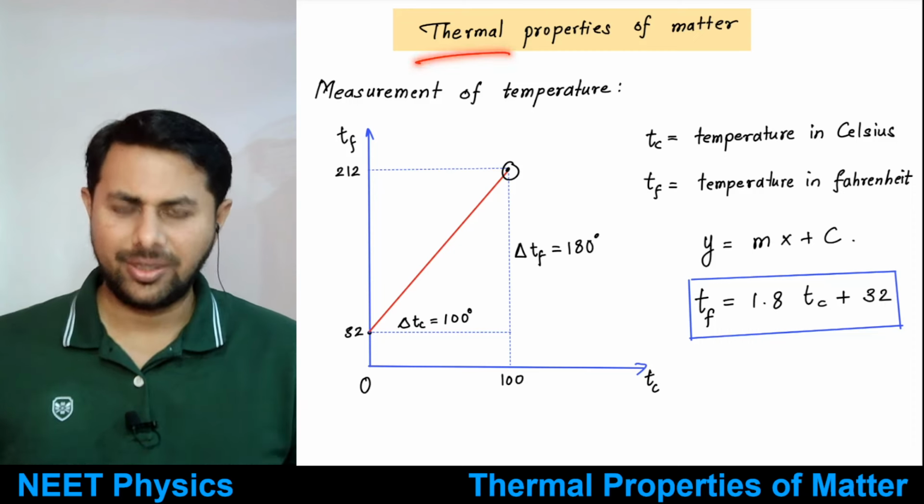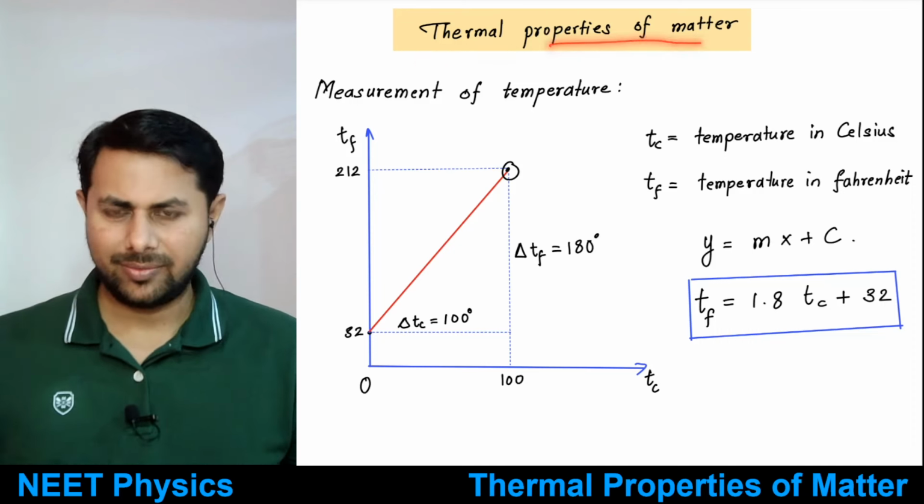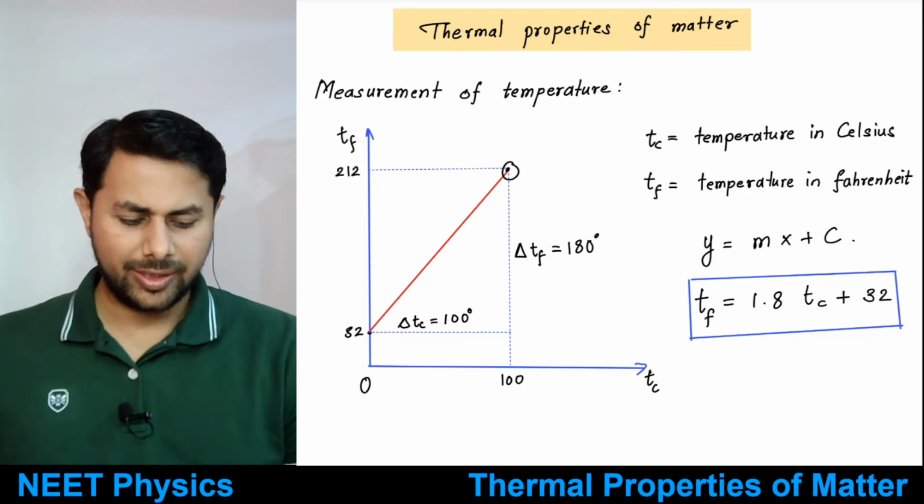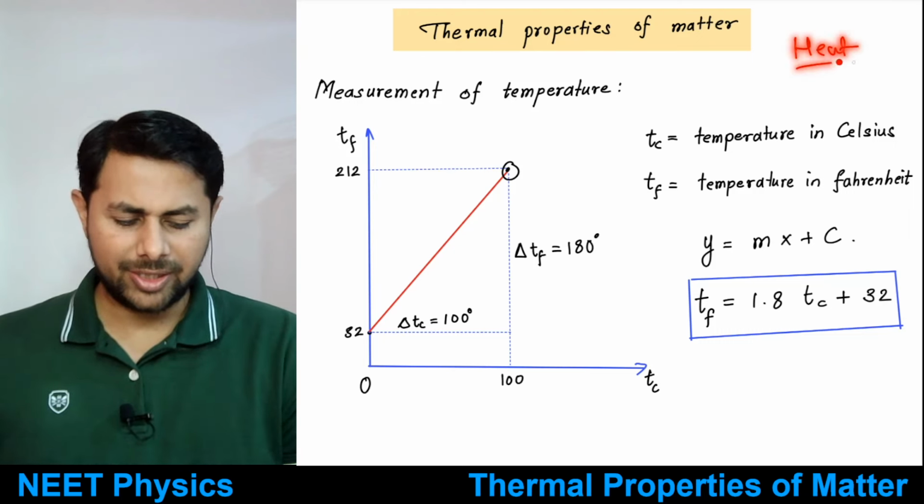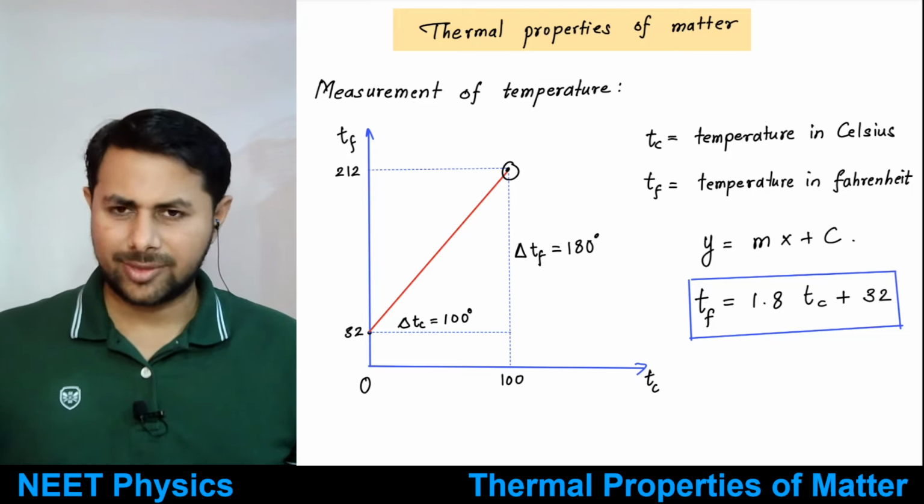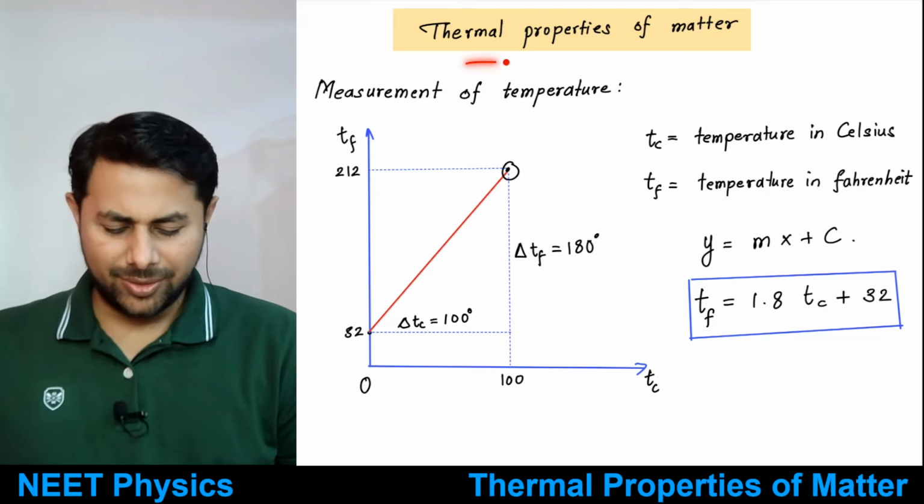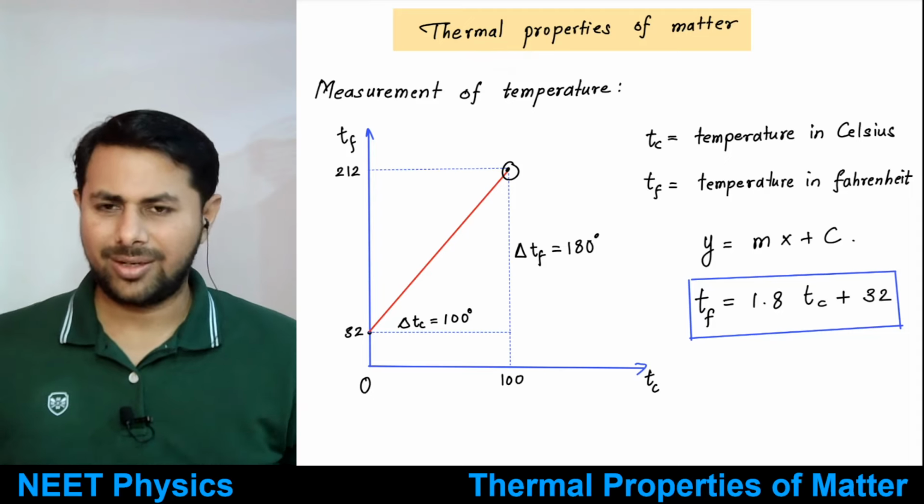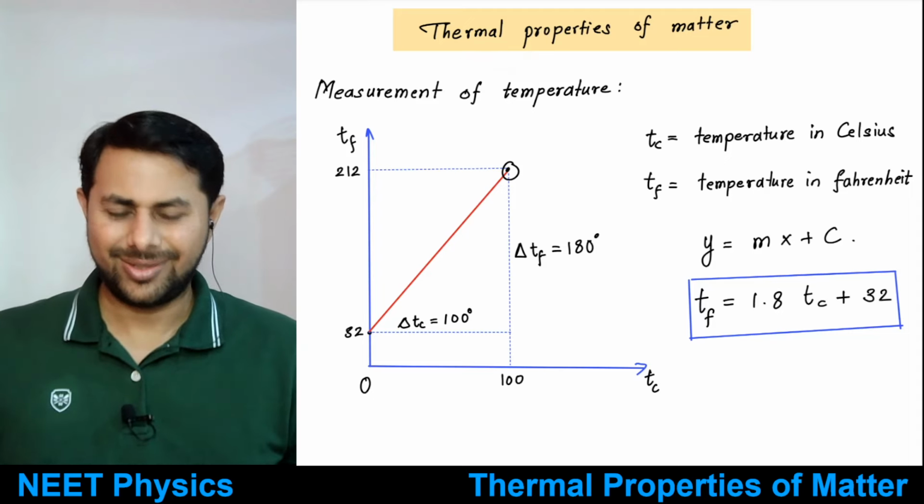Next we are starting with the thermal properties of matter. This chapter deals with the relation between heat and temperature, different ways of transfer of heat, etc. So let's begin. Now see, we measure temperature, right?